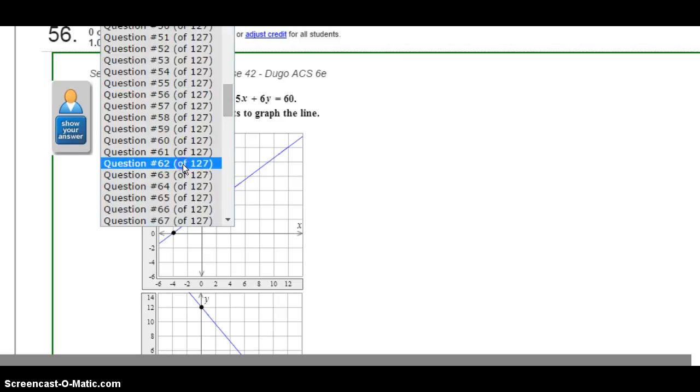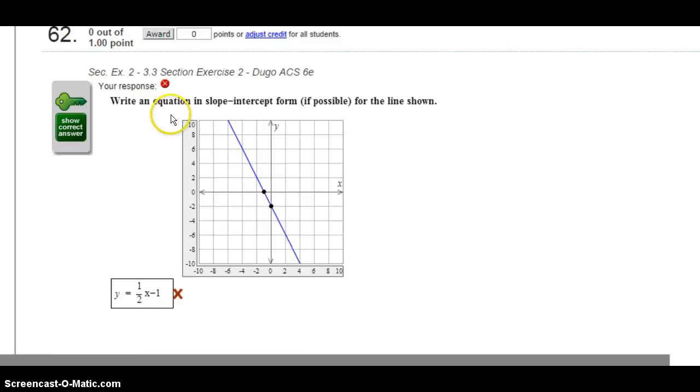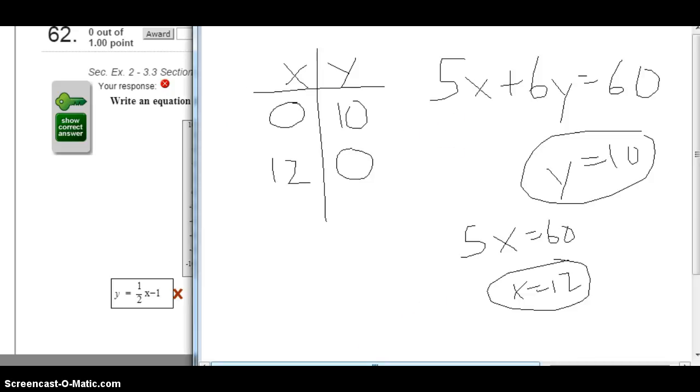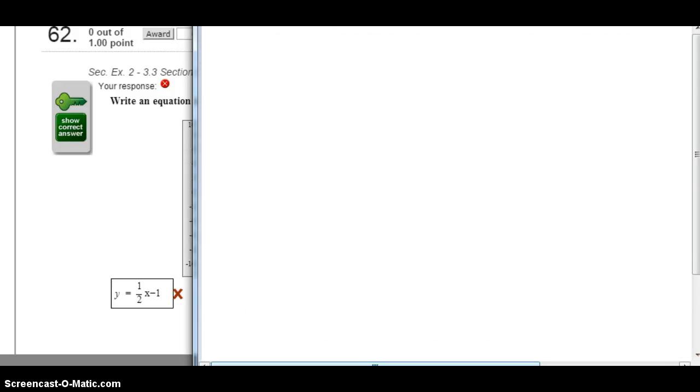And 62. Write an equation in the slope-intercept form for this line. So slope-intercept form, we're looking for y equals mx plus b. I colored the m and the b in blue to make them stand out. Those are the two numbers you need to figure out. So your equation is going to be y equals some number times x plus some number. And that's what you're trying to figure out.